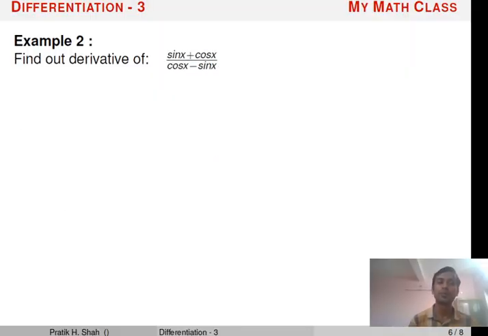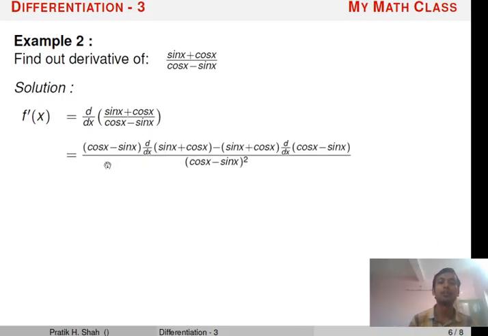Example number 2. Find out the derivative of sin x plus cos x divided by cos x minus sin x. If we denote the function by f of x, then f dash x is equal to d by dx of the whole term, sin x plus cos x divided by cos x minus sin x. Since division of functions is given, we will apply the division rule for derivatives. So, denominator as it is into derivative of numerator, minus numerator as it is into derivative of denominator, divided by denominator square.